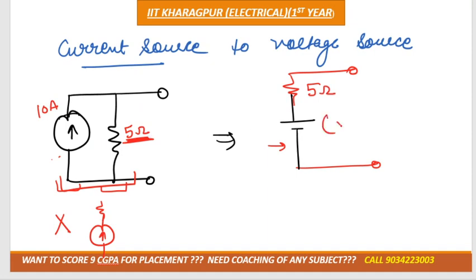Now in the next case we need to calculate voltage. As you know, according to Ohm's law, V is equal to I multiplied by R, right? I is how much? 10 ampere. Resistance is how much? 5 ohm. So voltage would be how much? 50 volt.